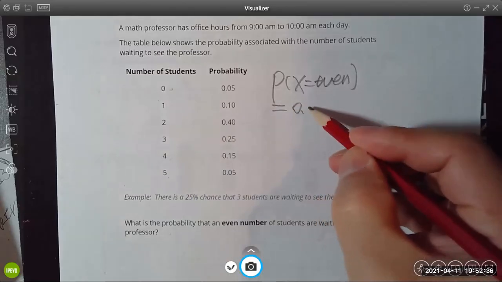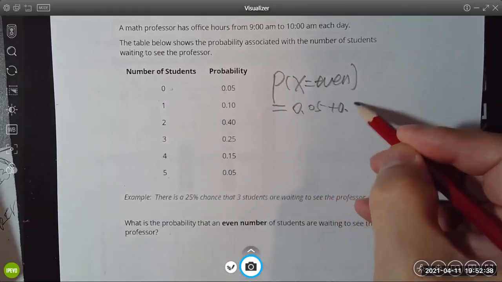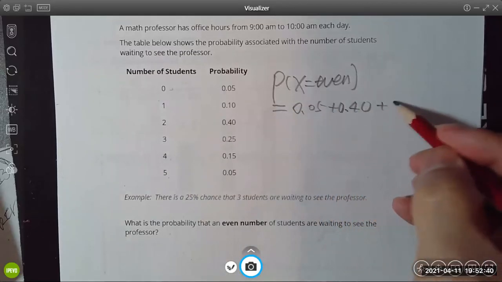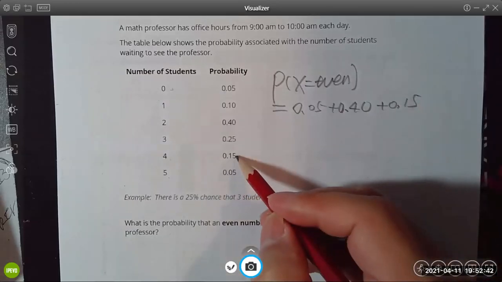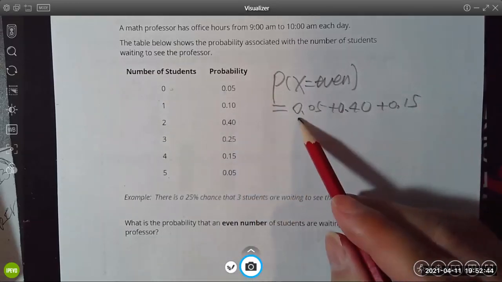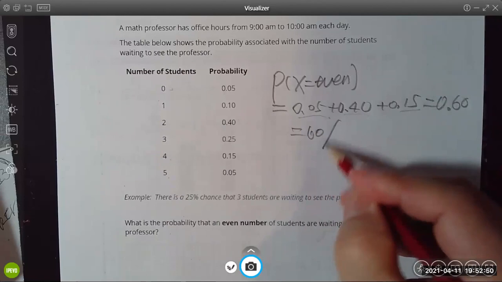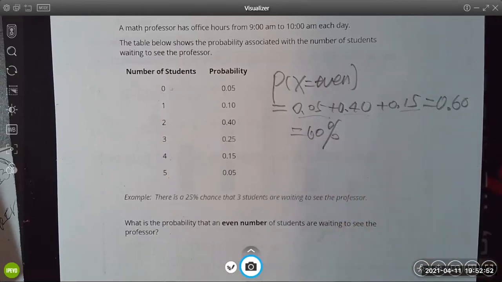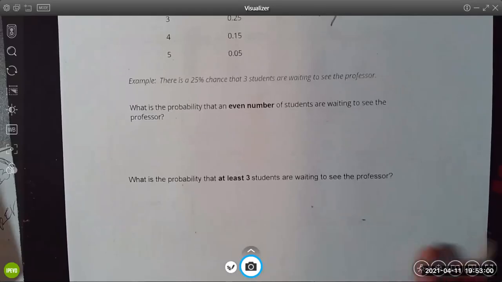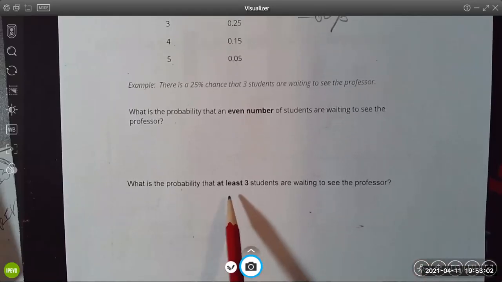So 0.05 plus 0.40 plus 0.15. These 3 numbers add together. This is 20, this is 40, totally 60. So 0.6, and that is 60%. So on any given day between 9 and 10 a.m., the professor has a 60% chance to see an even number of students waiting.